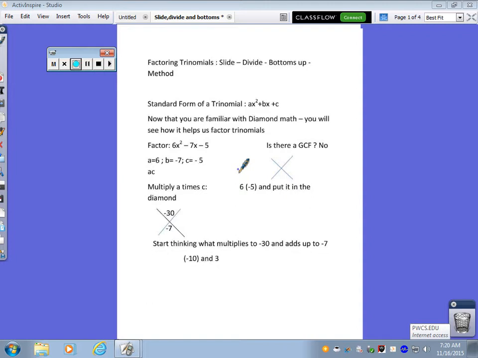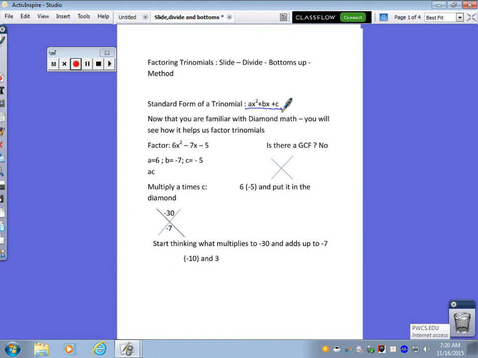Is there a greatest common factor? 6, negative 7, negative 5? No. So we set it out so that the coefficient of x squared is a, which is equal to 6 in this case. Coefficient of x is negative 7, so that's b. And c is negative 5. Do you see where I'm getting this from? Ax squared plus bx plus c, I'm taking the coefficient of all the variables.